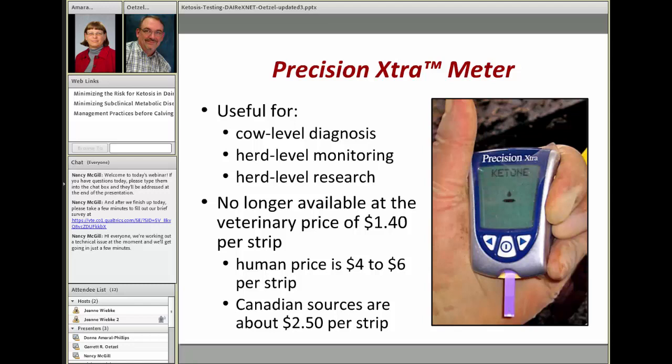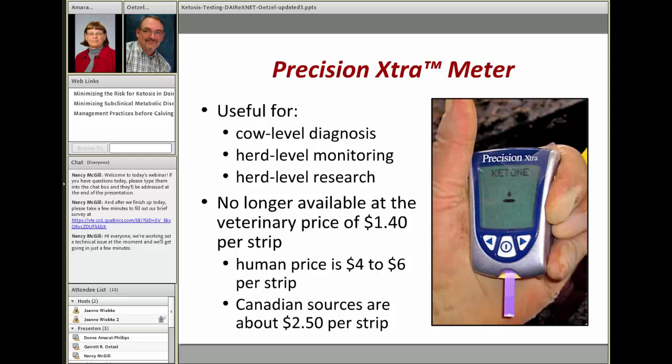It was available for veterinarians through veterinary markets, getting to producers around $1.40 a strip. And a little less than a year ago, Abbott decided not to do that anymore, not to do the veterinary pricing. We can still buy all we want at the human price. The human marketing channels can hit you at least $4 to $6 a strip on the U.S. side.